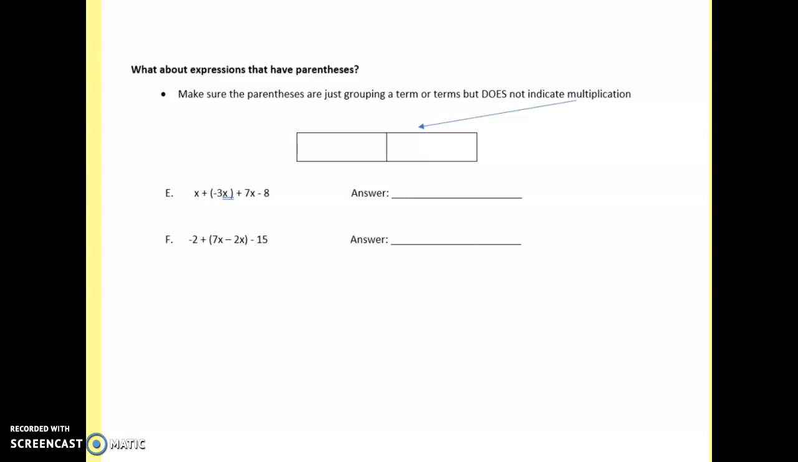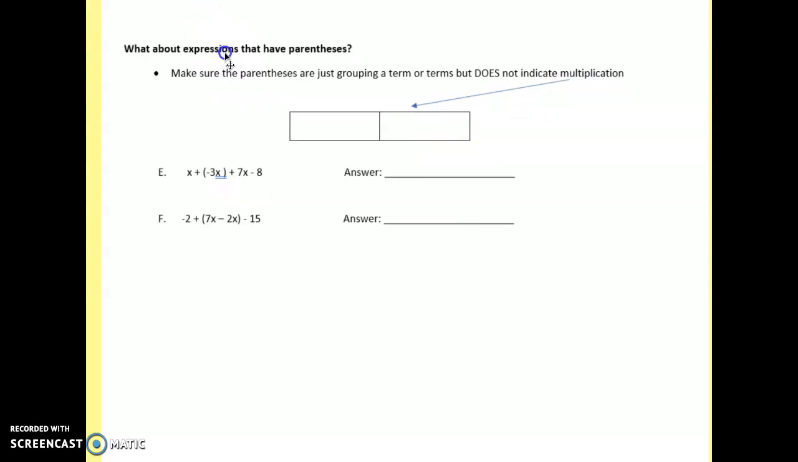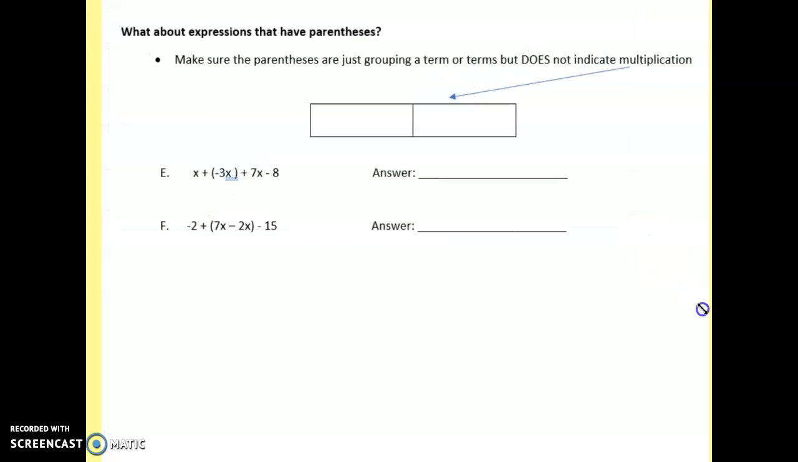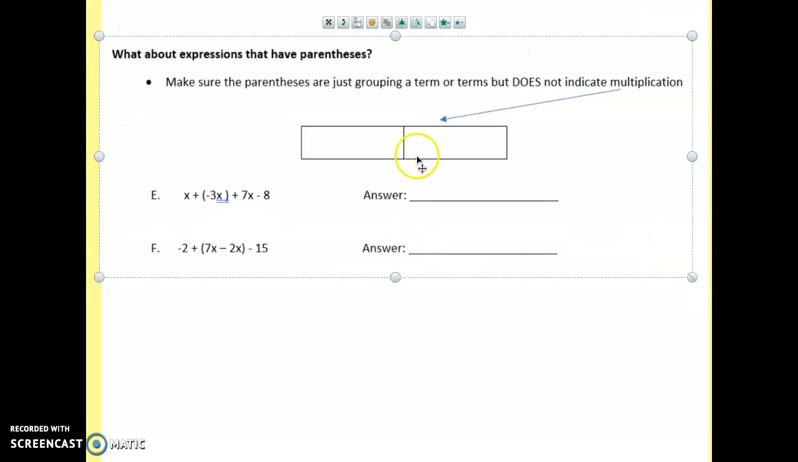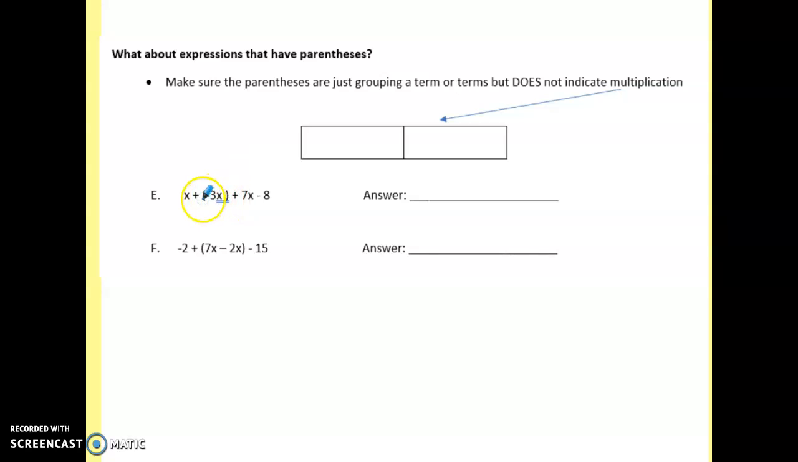So what about expressions that have parentheses? Again, we're going to get a little bit harder as we keep going. The first thing that we need to make sure is that the parentheses are not indicating multiplication, but are just grouping or splitting up double signs. In our examples here, the parentheses are just separating double signs or showing grouping, okay?